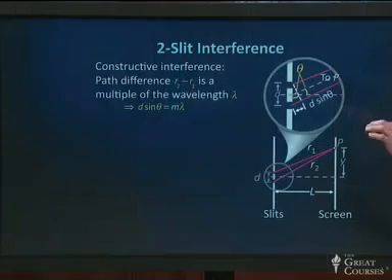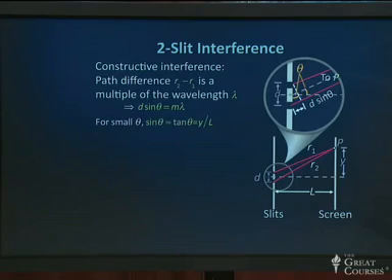And we've seen that we get constructive interference if that path length difference is a multiple of the wavelength. So I can write D sine theta has to be m times lambda, where m stands for any integer. Could be 0, it could be 1, it could be 2, it could be whatever, but it's got to be an integer to get maximum constructive interference.